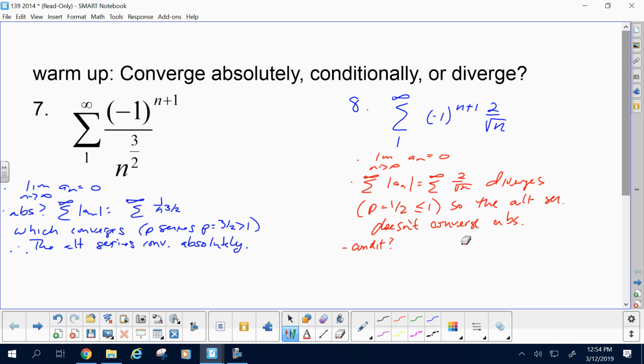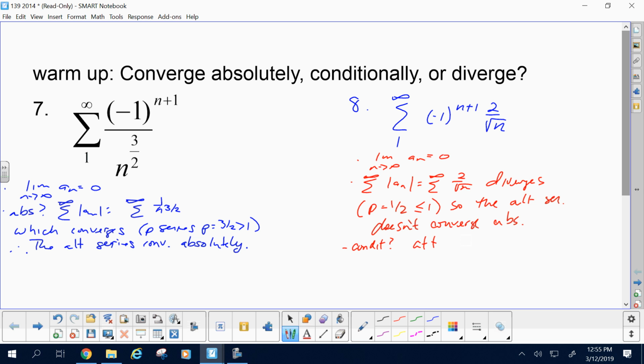Great. Hopefully you check the divergence theorem, the terms go to zero. We found that it did not absolutely converge because without the negative it's just a p-series, yeah? Okay, so then you're on to conditional. What are the three requirements for conditional convergence besides not absolutely converging?